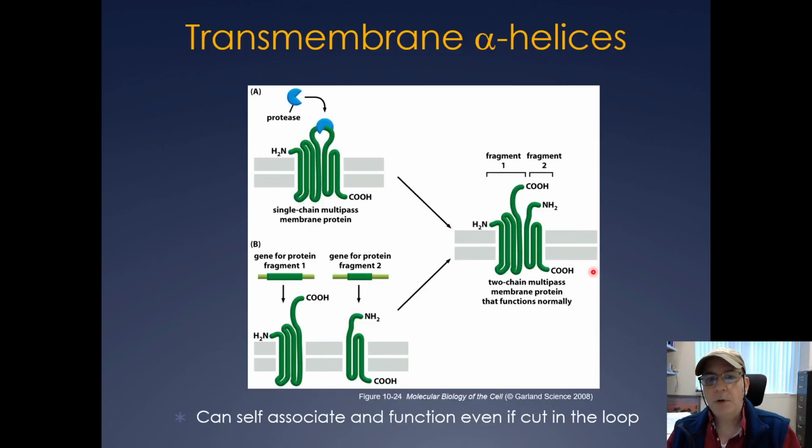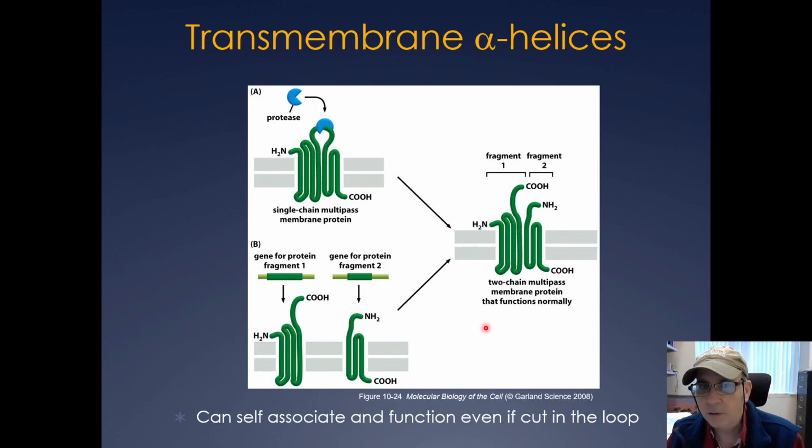The great thing about membrane proteins and the alpha helices is they tend to self-associate, and oftentimes you can still exhibit function. So, for example, if you have a single chain multi-pass membrane protein and you cut it with a protease, it's still going to form the protein based on the hydrophobic and hydrophilic packing of the alpha helices in here. And you can also take it and randomly cut it and express 2 versions, and it will also come together to form this.